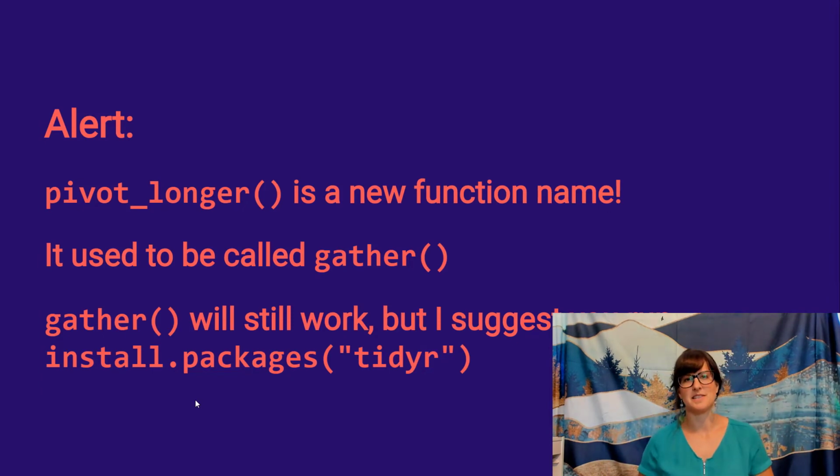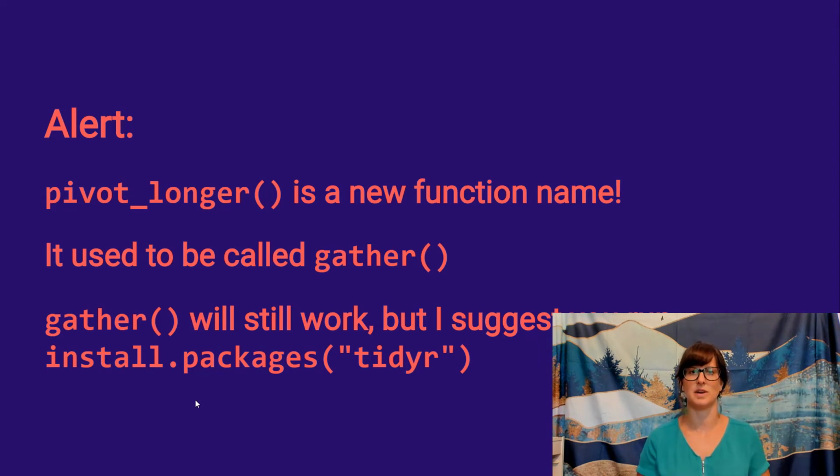Now I want to let you know about something really quickly. This pivot_longer function is a little new. It came about maybe 6 months ago. This function used to be called gather. So if you see old code that uses the word gather, or maybe if you have an older version of tidyr installed, you may be more familiar with gather. And that's okay. I think the pivot_longer function is a bit clearer and easier to use, personally.